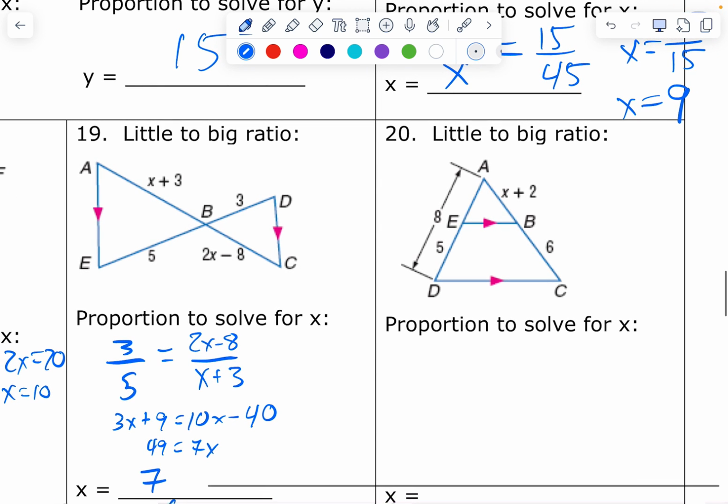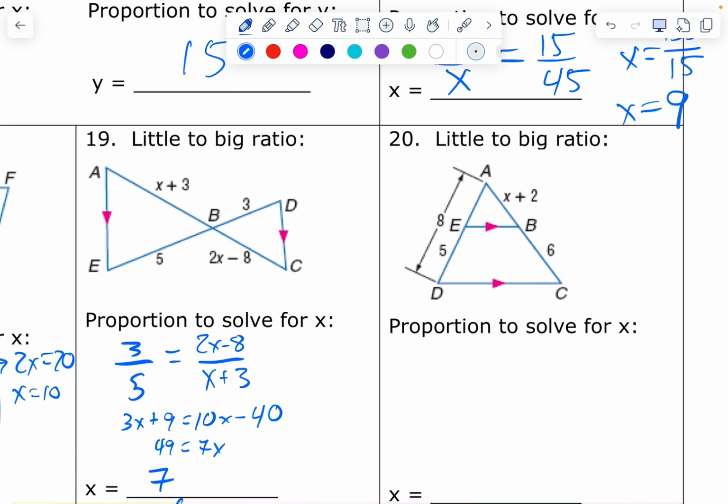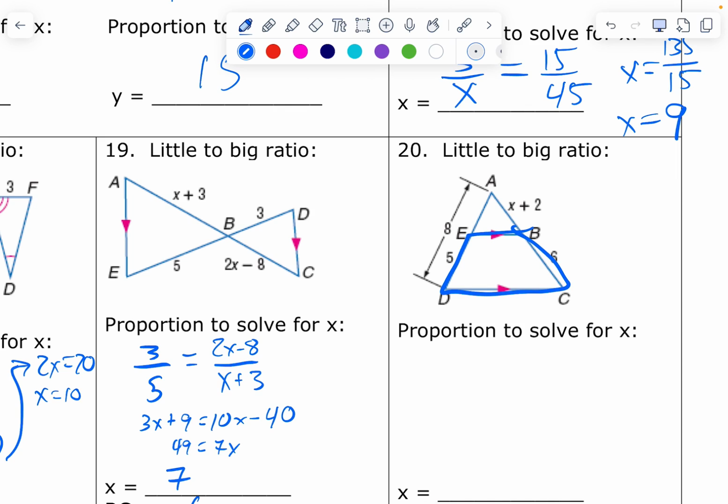But these kind, number 20, if we all look there, those kind can be kind of tricky. Why do you suppose? And there's different varieties of how these are presented to you, but what do you notice about them? How many triangles do you see? 2. Okay. What students will often do is start looking at this trapezoid. And you have to be careful. Is a trapezoid similar to a triangle?